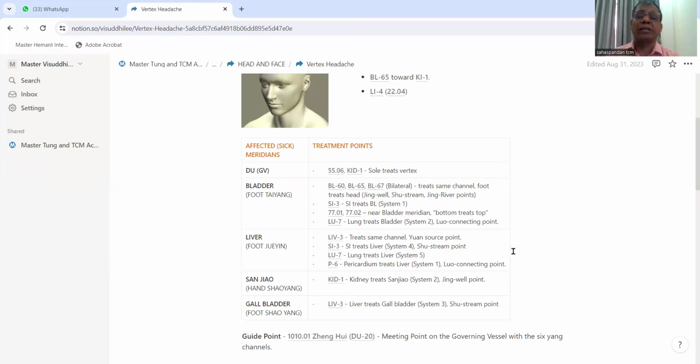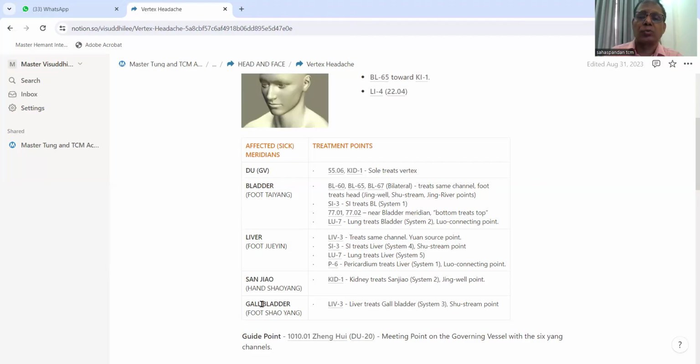And for headache on the liver meridian pathway. The liver meridian is not traveling on the head, but there can be a vertex headache. The other pathway of the liver meridian comes here, ending at DU20. So Liver 3, SI3, LU7, and Pericardium 6 are the points.